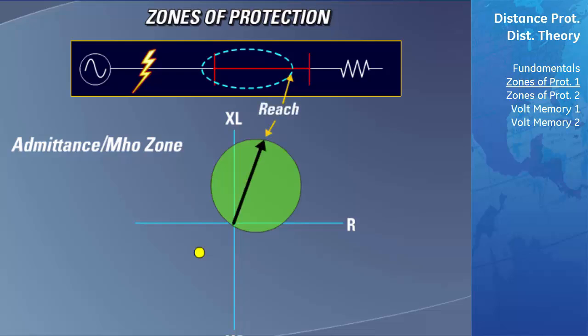The reach of the zone of protection shows in impedance how far down the transmission line this zone will protect. The reach always lies along the line of the impedance of the transmission line, which is usually around 75 to 80 degrees away from the x-axis. The reach is also the point in the circle that is the farthest away from the origin of the graph.